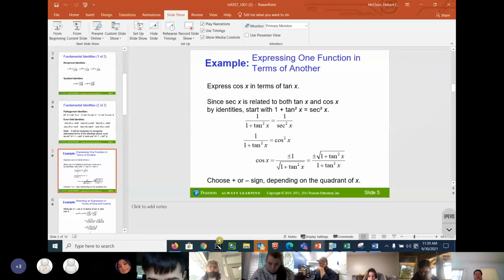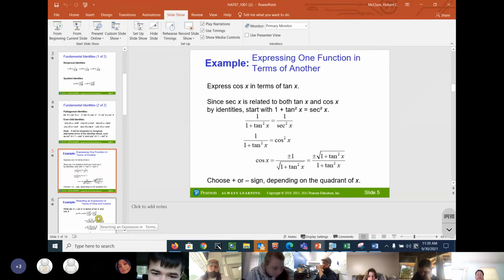Is that a test question? Yes. I don't like that one. I like the ones that you actually change into sine and cosine. But that could be a test question. All right, let's see if we can find another one.